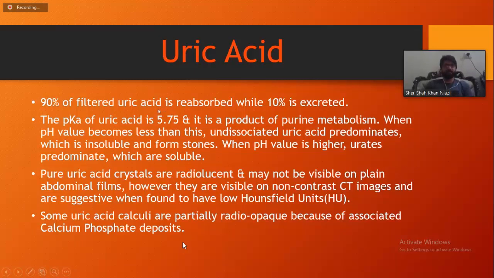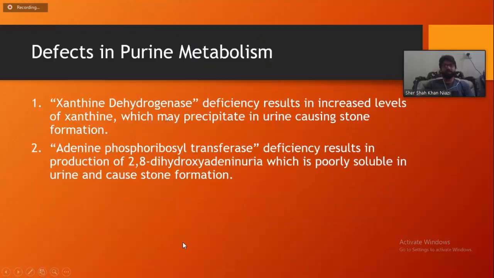Then we have defects in purine metabolism, which means that in xanthine dehydrogenase deficiency, the level of xanthine increases, and this leads to this type of stone formation. Adenine phosphoribosyltransferase deficiency results in the production of a compound which is poorly soluble in urine and causes stone formation. And we have sodium.